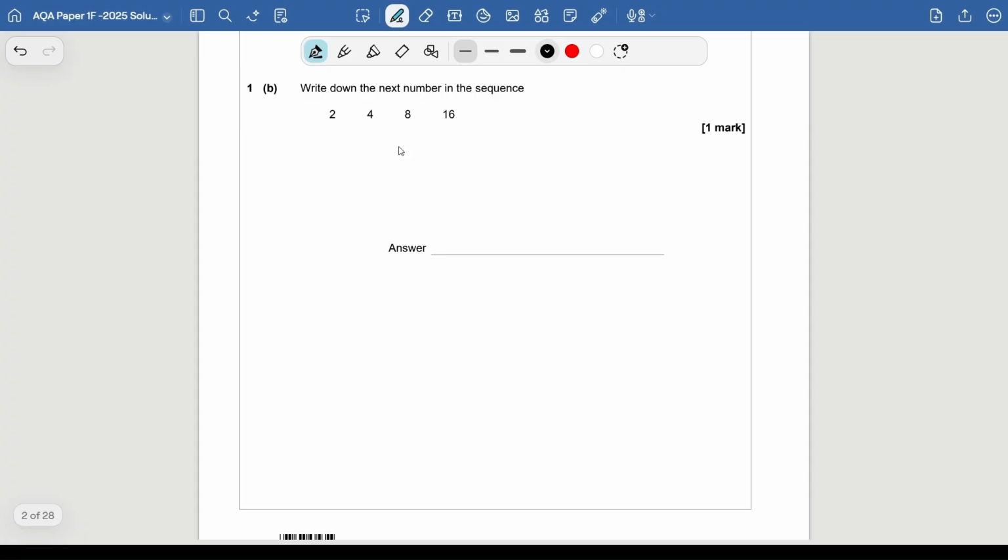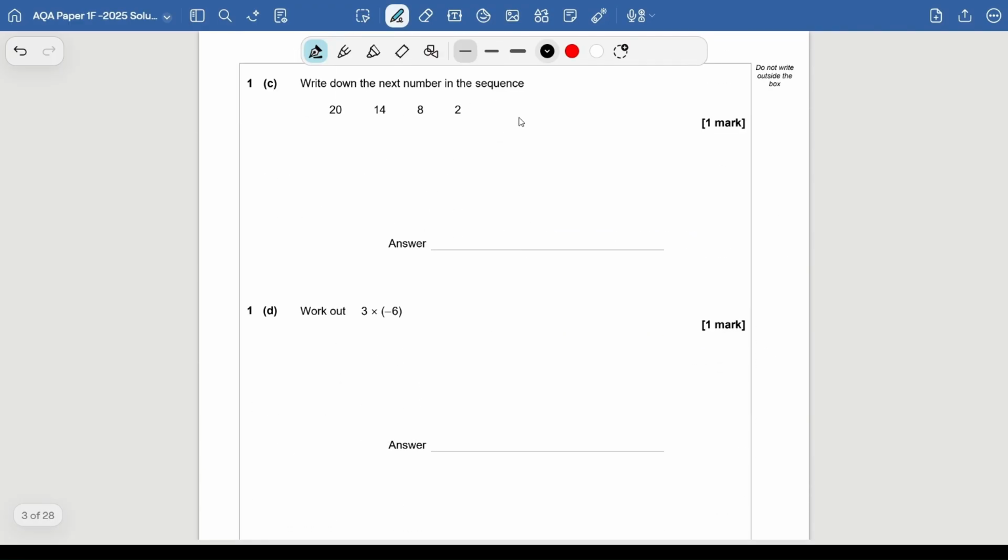Write down the next number in the sequence. The numbers are 2, 4, 8, 16. Here you see the numbers are getting doubled. So 2 times 2 gives you a 4. 4 twos is 8. 8 twos is 16. So the next number has to be 16 times 2. That is 32.